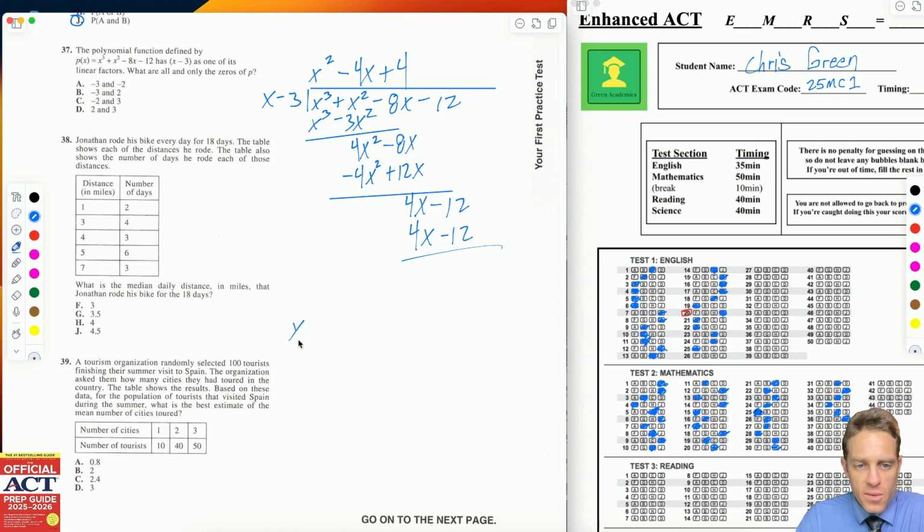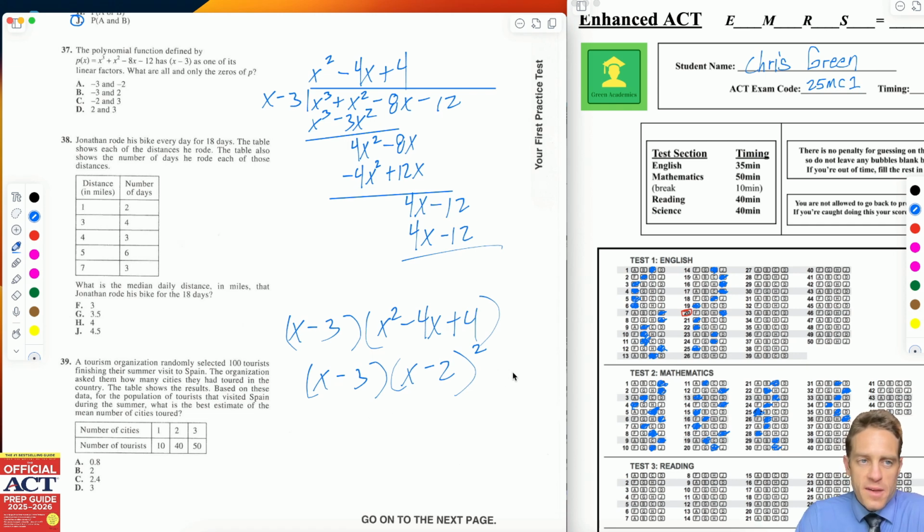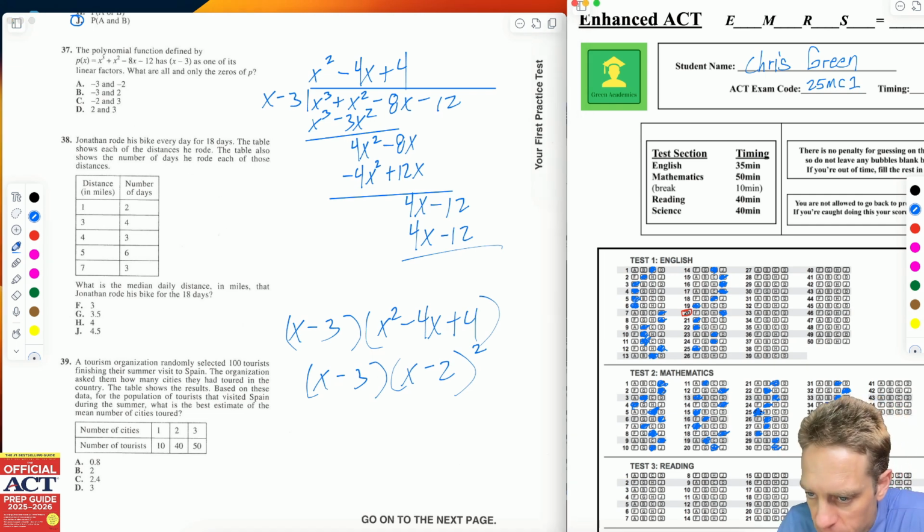So now you know it's x minus 3 times x squared minus 4x plus 4. But the trinomial here is itself the square of a binomial sum, right? So this is actually x minus 2 all squared, which means the zeros, right? The solutions are 3 and 2, which is D as in dog.